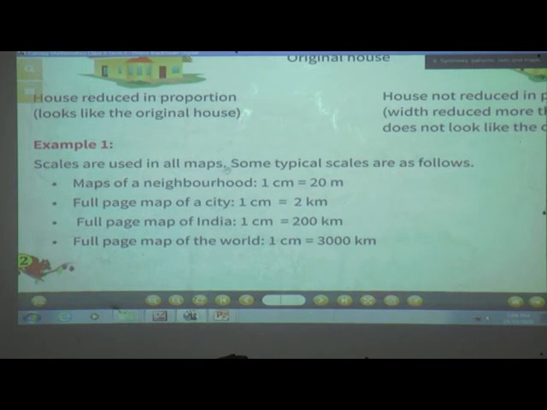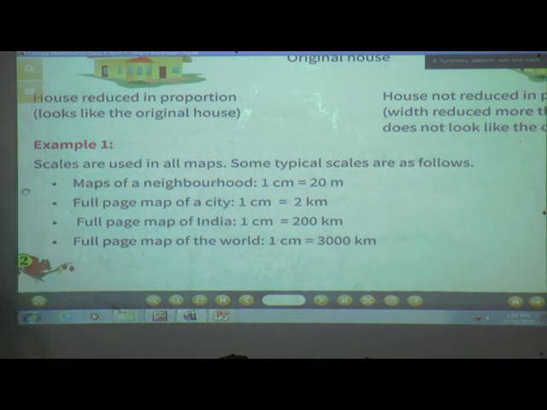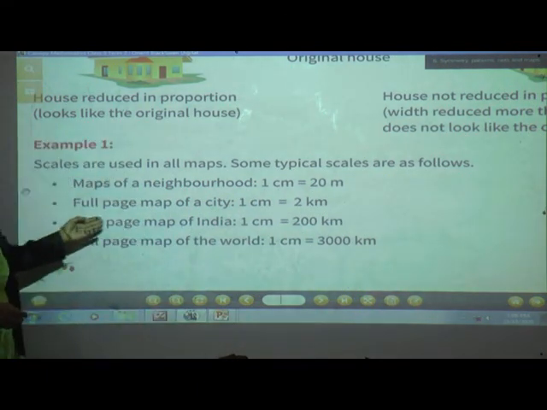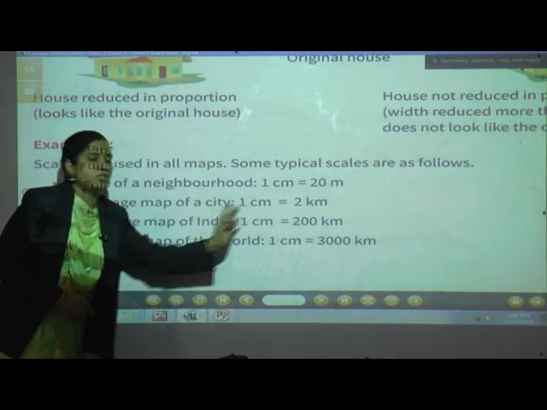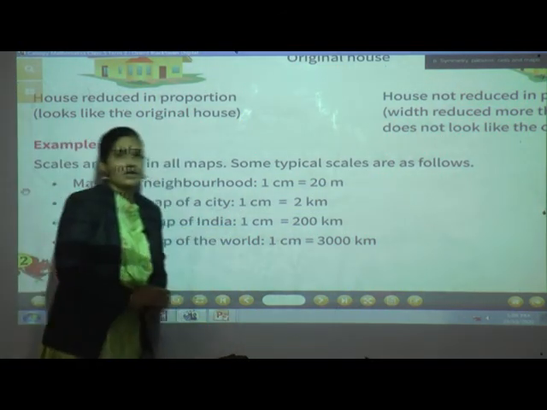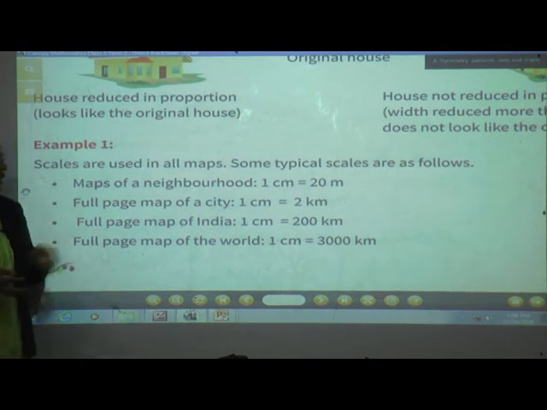Scales are used in all maps. Some typical scales are as follows. See, for a map of a neighborhood, 1 centimeter is equal to 20 meters. Full page map of a city, 1 centimeter is equal to 2 kilometers. Full page map of India, 1 centimeter is equal to 200 kilometers. And full page map of the world, 1 centimeter is equal to 3000 kilometers. These are some types of scales. In graphs I told you about scales, so like this in maps also there are scales.